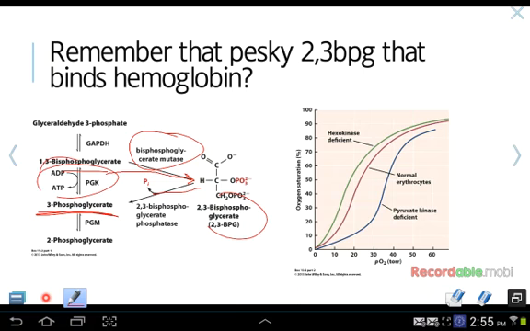All right. So what's interesting is if we look at our oxygen saturation graphs that, remember, we were looking back at when we were talking about hemoglobin, the red line is our normal erythrocytes.